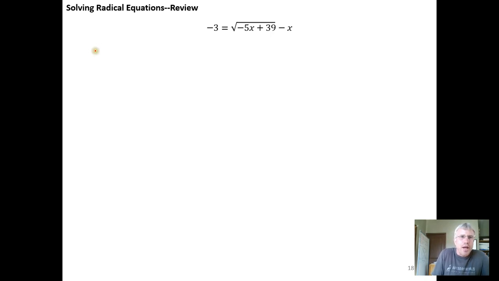So with a radical equation, here I have a single radical or square root symbol. The idea is that you want to isolate the radical on one side of the equation. So I'm going to rewrite the original equation. And in this case we want to isolate the square root symbol so that it's by itself. So what we could do is add x to both sides.